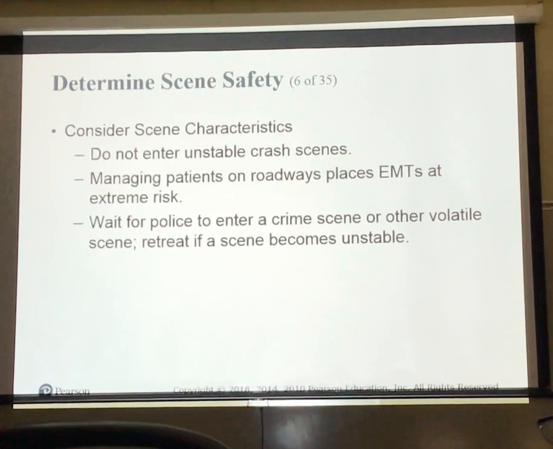Managing patients at a crash scene or roadways and highways places you at extreme risk of being struck by moving traffic. Take extra precautions at crime scenes, suspected crime scenes, and scenes involving volatile crowd situations. Wait for the arrival of police. Alright, do not roll up, do not park where they can see you, do not roll up to the driveway with your lights flashing and just sit there. That's going to piss people off, okay?